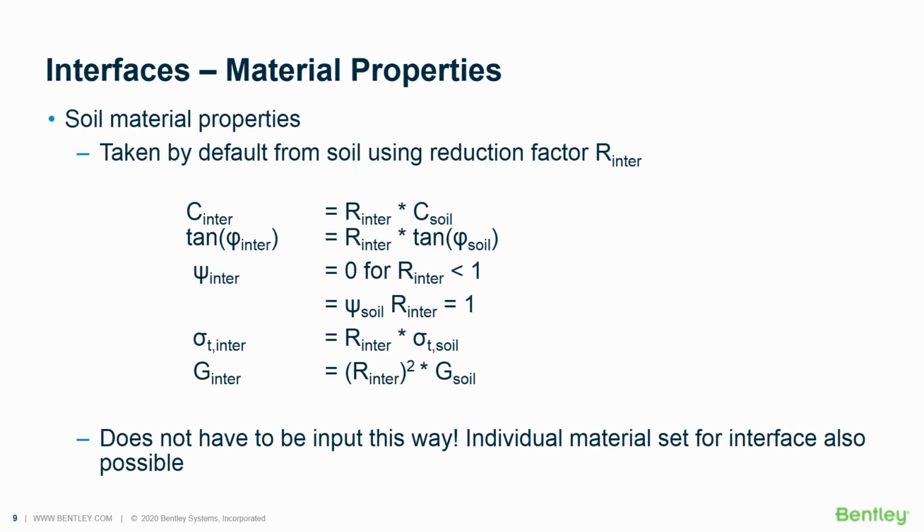So this is the way by default Plaxis is computing the properties of the interfaces in Plaxis, you see? And this R-inter affects mostly the strength, but also the stiffness. But you need to realize that interface properties do not have to be necessarily input that way. It is well possible in Plaxis that you define your own set of interface parameters and assign them directly to the selected interfaces. This is also something which is perfectly possible and acceptable in Plaxis.